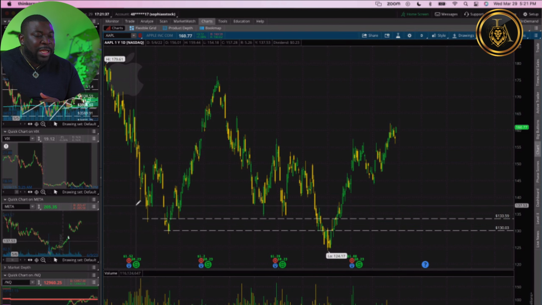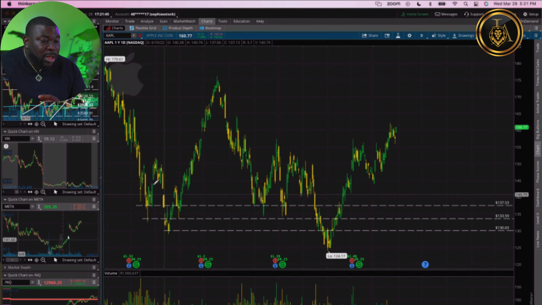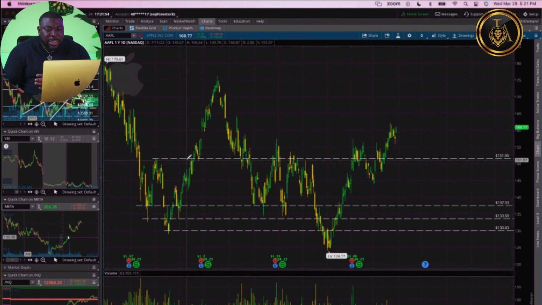So what you want to get is, you know, the most significant areas, okay? You're not going to get everything, and it's not going to be perfect, but you want to have at least 2 touches, okay? So the next area I see of resistance is about right here, guys. We have resistance here, and we bounced off of it here, so it was support and resistance on this side.